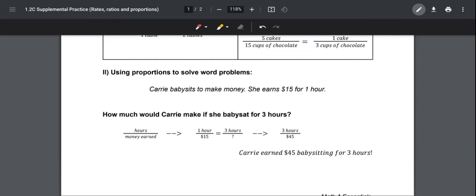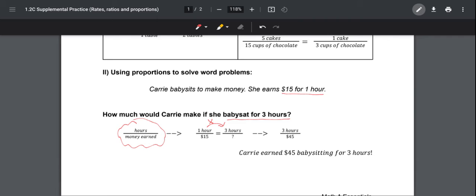Part 2 is using proportions to solve word problems. If Carrie babysits to make money, she earns $15 for 1 hour. How much would Carrie make if she babysat for 3 hours? You take the hours over the money earned. So for 1 hour of babysitting, you get paid $15. For 3 hours of babysitting, how much money would you make?